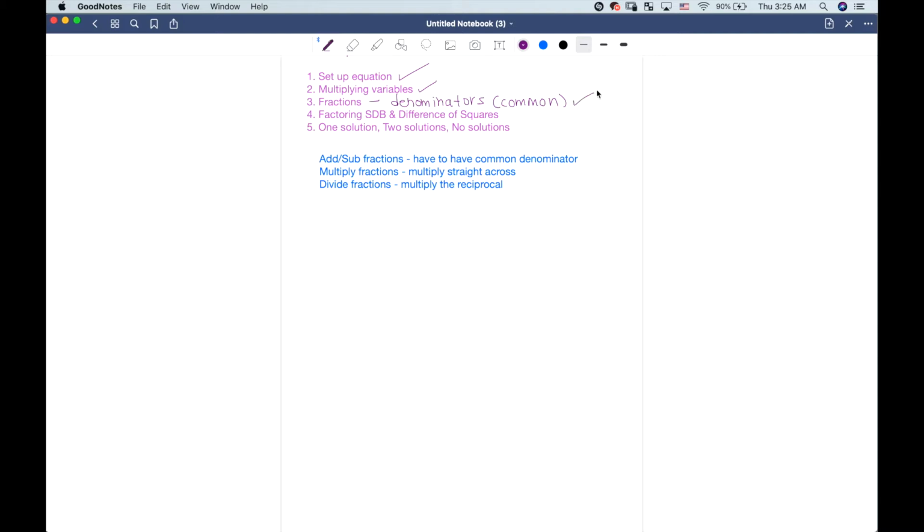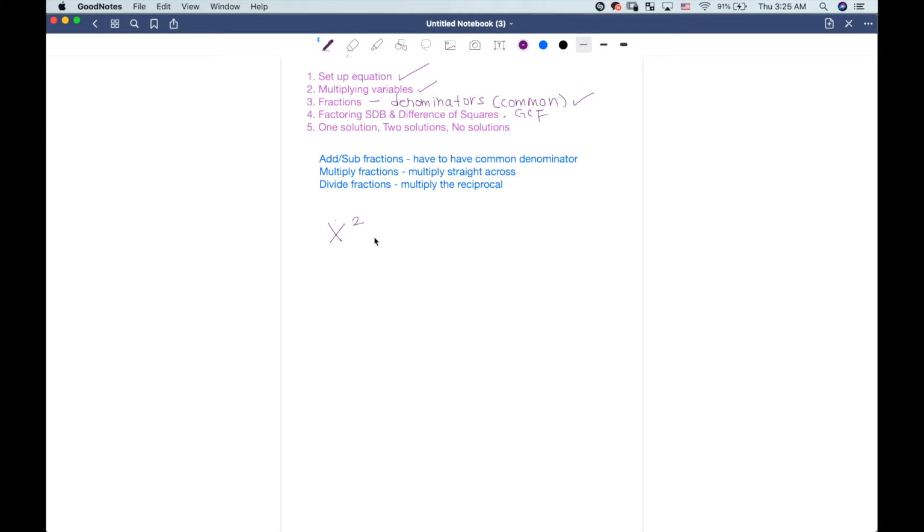Factoring. SDB just stands for slide, divide, bottoms up, and then there's difference of squares. You need to know how to factor GCF as well, actually, so I'm going to add this in, GCF. So you need to know how to recognize a GCF, slide divide bottoms up, and difference of squares when factoring.